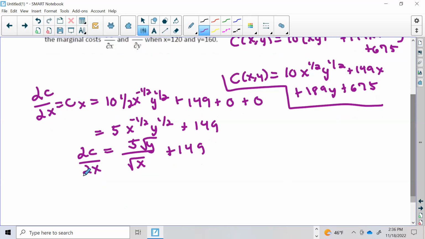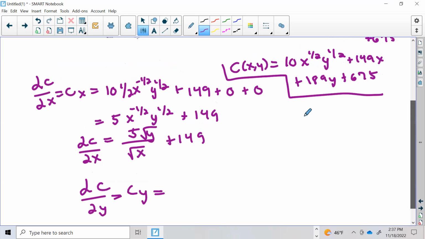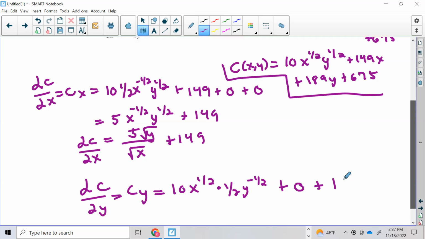For y, which again we could rewrite as C sub y, now we're going to say y is a variable, x is a constant. So this one, 10x to the 1/2 is my constant in front. I'm going to multiply by the derivative of y, which is 1/2 y to the negative 1/2, plus, well, x is a constant, so that's 0. 189y is 189, and then 675 is also 0 because that's a constant.